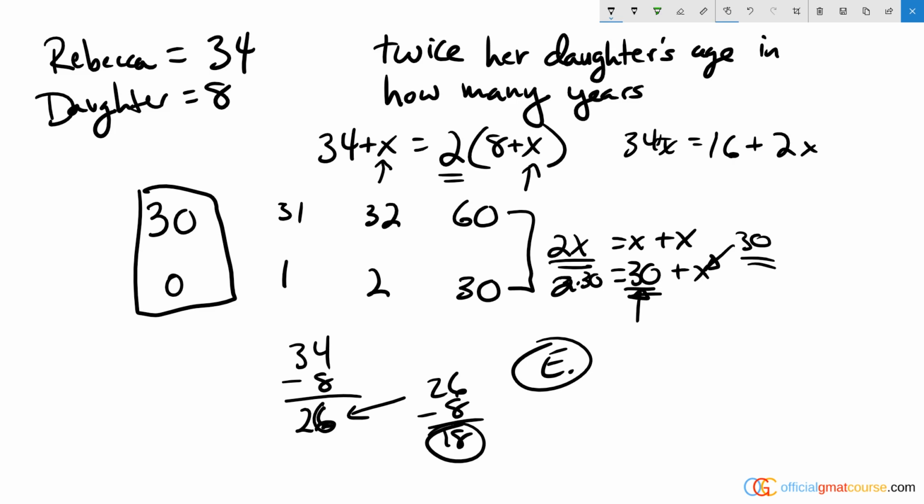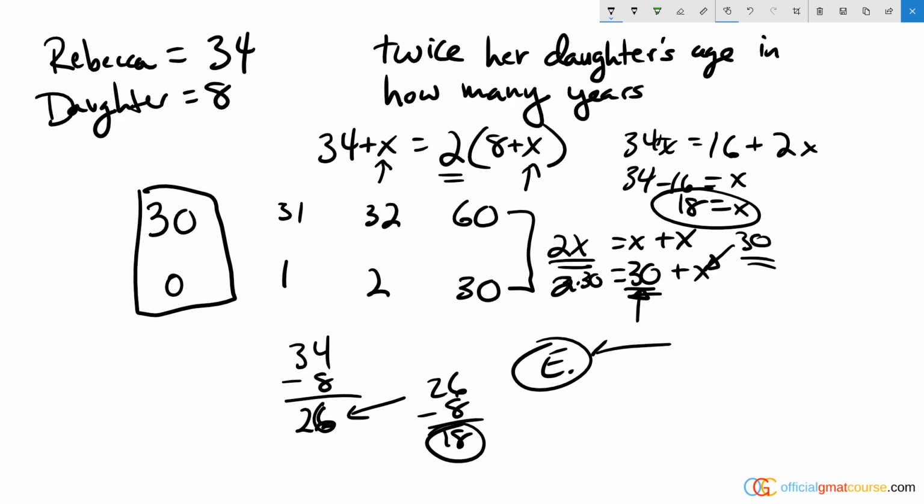So we get this formula, and we get 34 plus X equals 16 plus 2X. Sorry, there's a plus sign there. 34 plus X equals 16 plus 2X. We get 34 minus 16 equals 2X minus X, which is just X. And then X equals 18. So either way you want to solve it, it's solvable.